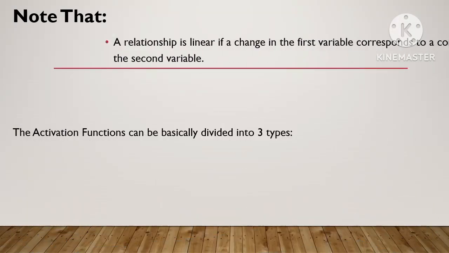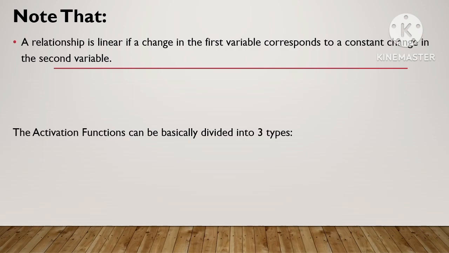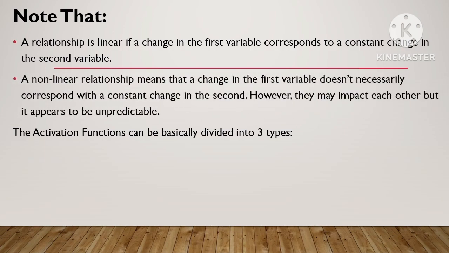Note that a relationship is said to be linear if a change in the first variable corresponds to a constant change in the second variable. And a relationship is nonlinear, meaning that a change in the first variable doesn't necessarily correspond to a constant change in the second. However, they may impact each other, but it appears to be unpredictable.